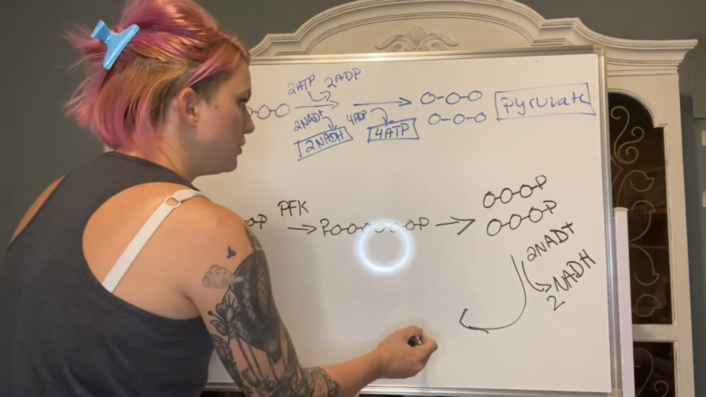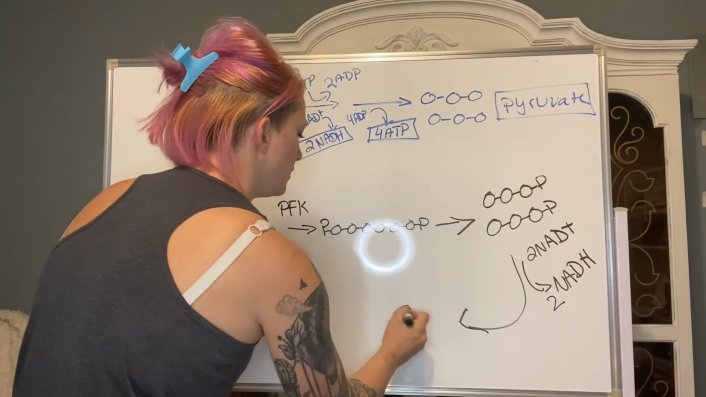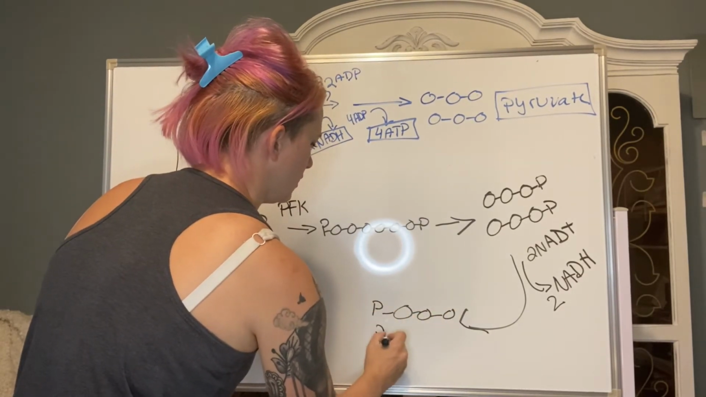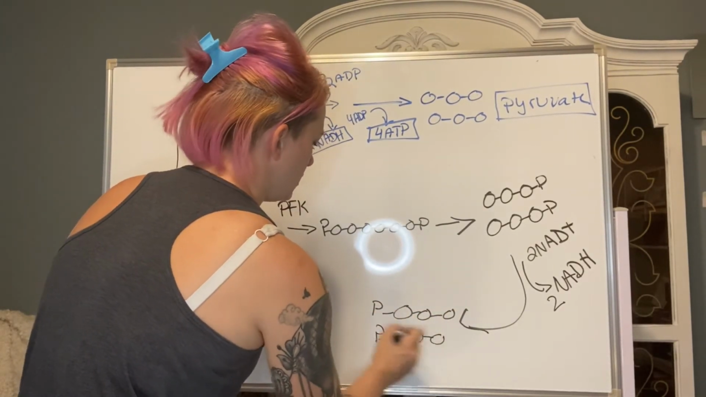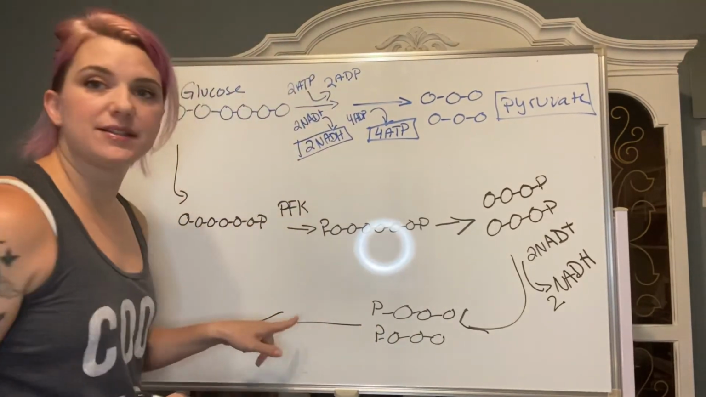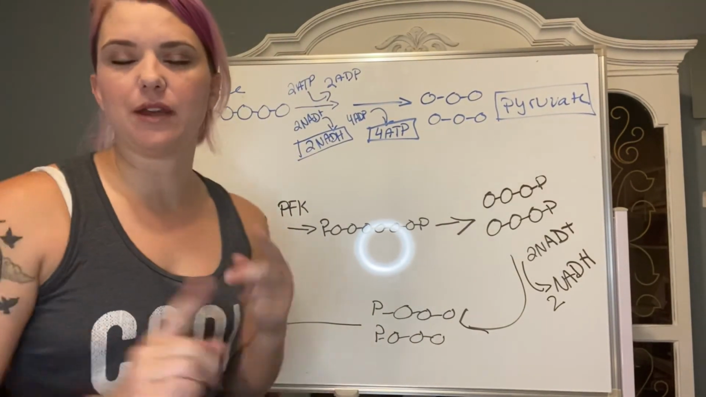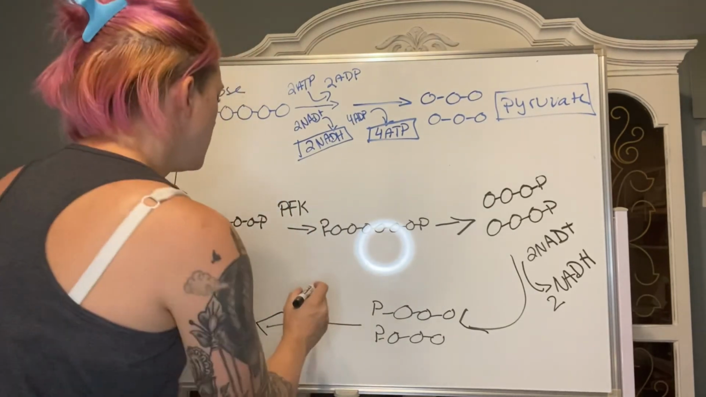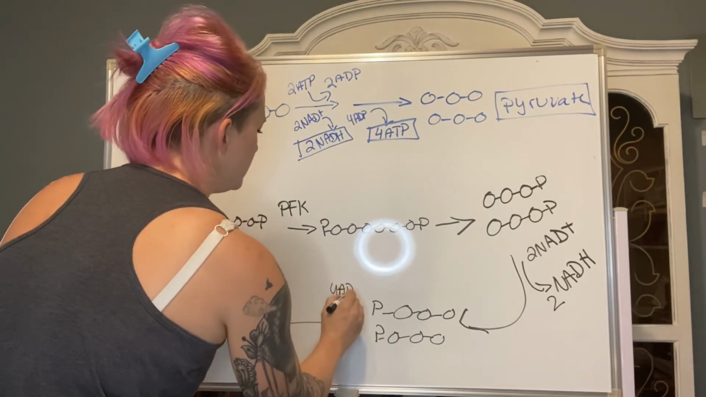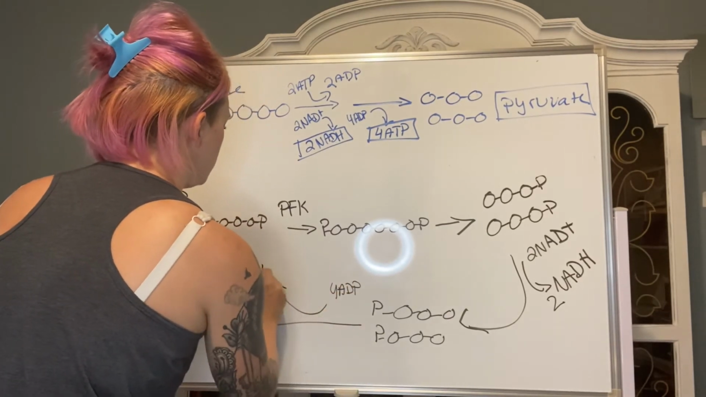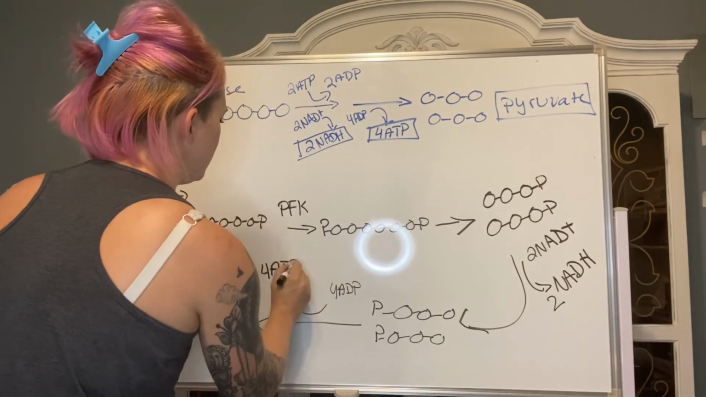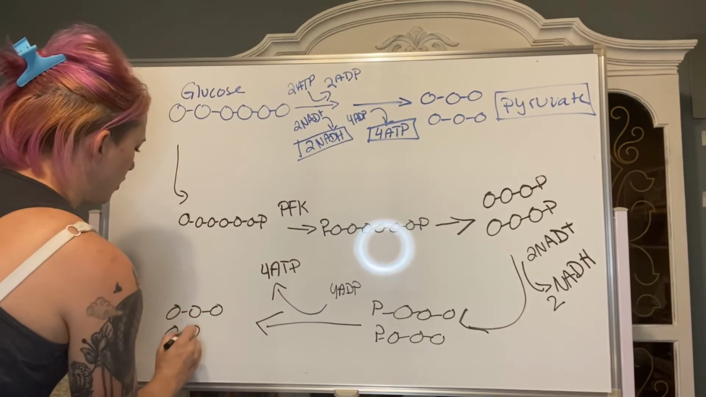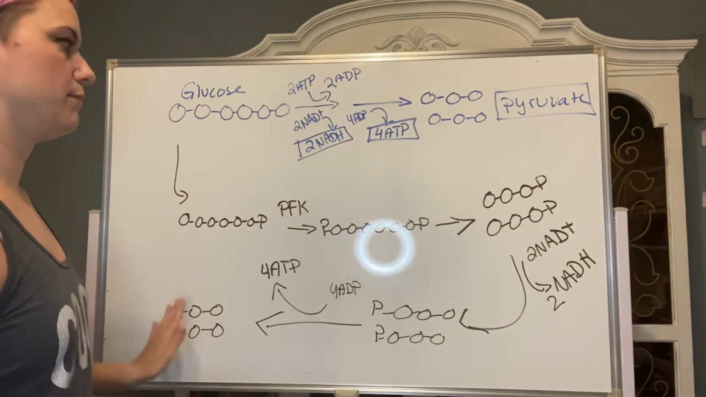So then we have these 2 3-carbon molecules. And this is where we get our payout of ATP. Now the phosphates are stripped off. So each one of those can give us 2 ATP. So we have 4 ADP, which turn into 4 ATP. And then we get our 2 3-carbon molecules, which are pyruvate.